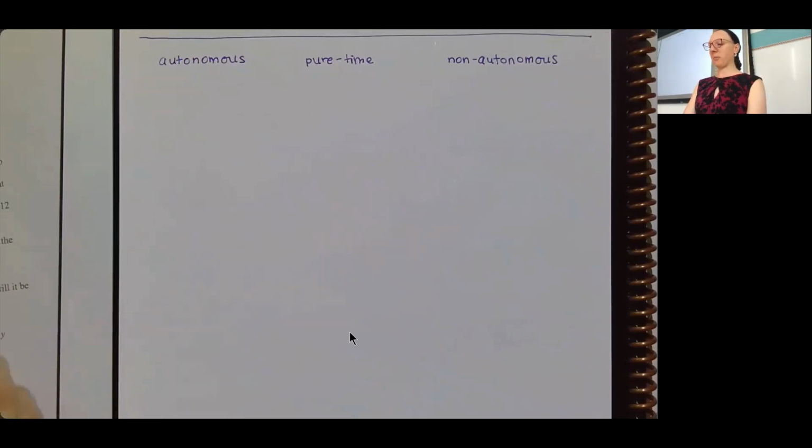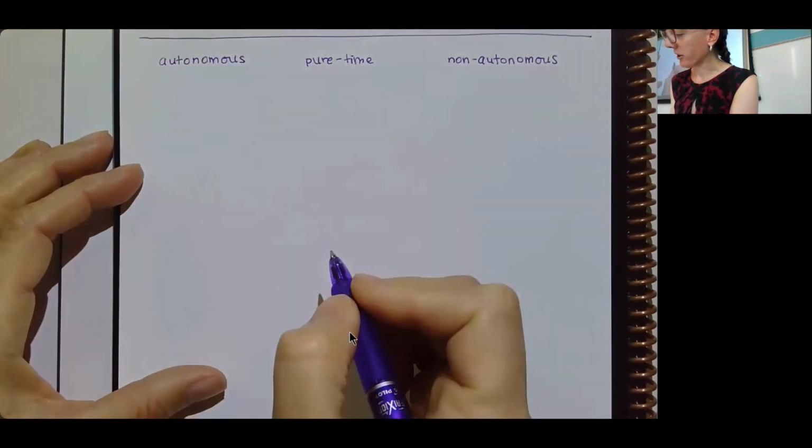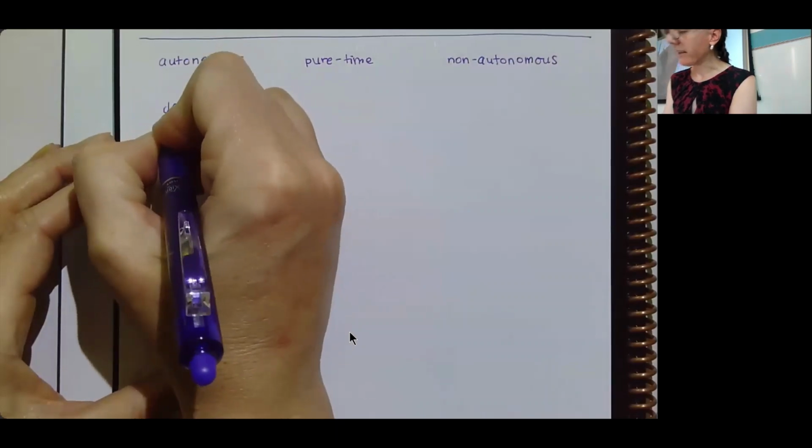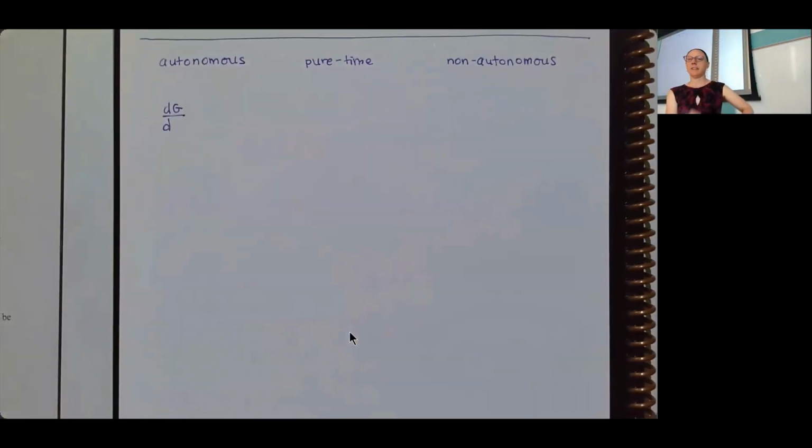So it's actually pretty straightforward once we know what's going on with these definitions to decide if something is autonomous, pure time, or non-autonomous. Someone pick a letter, any letter except D. No D as in dog. Anything else? G, you got it. So if I had a differential equation that looked like D, I need another letter, not another D.